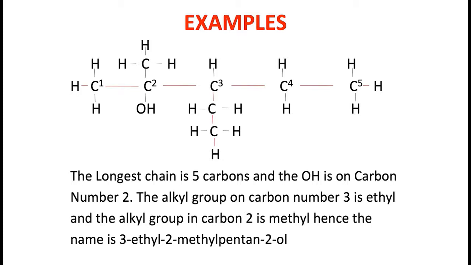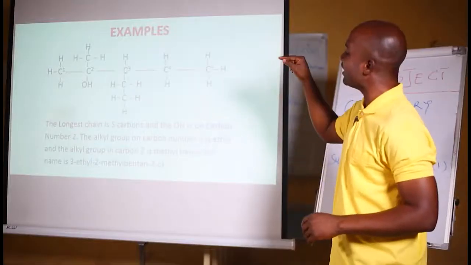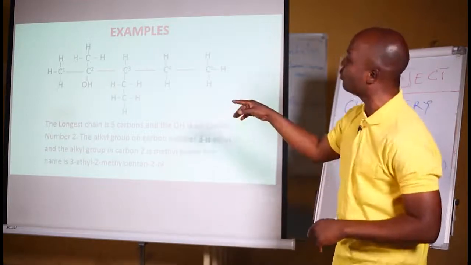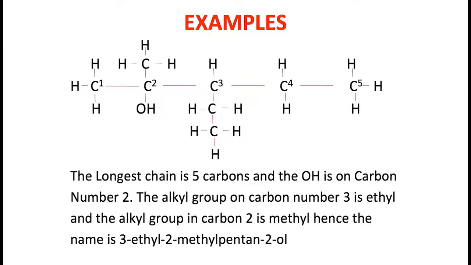Why is it pentan-2-ol? Because the longest chain is 5 carbon atoms. 2-ol means that the OH group is on carbon number 2. Then we have 3-ethyl because E comes before M. So ethyl group on carbon number 3. Remember, there is an ethyl group on carbon number 3 that has 2 carbon atoms with 5 hydrogens attached to the 3rd carbon atom.